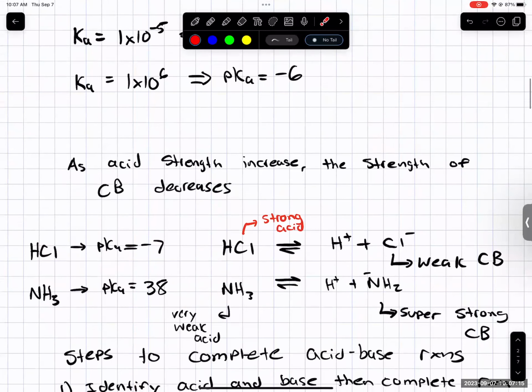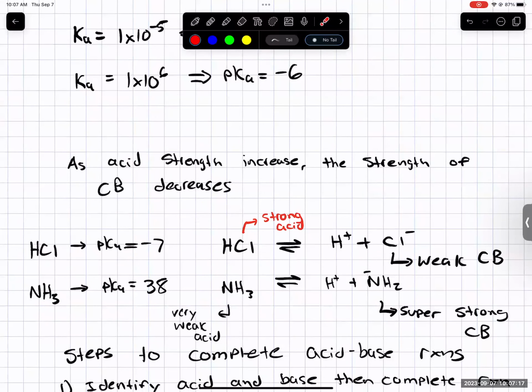All right. So we talked about the inverse relationship between acid strength and the strength of their conjugate base. So as acid strength increases, if we have a strong acid, then we know that the conjugate base is going to be really weak or stable. So our examples were HCl, pKa of -7. Remember, low pKa indicates strong acid.